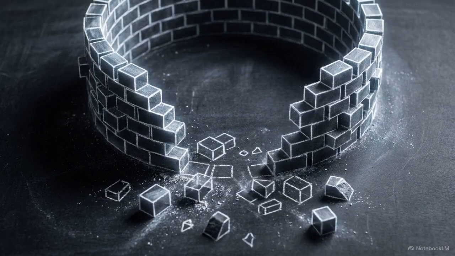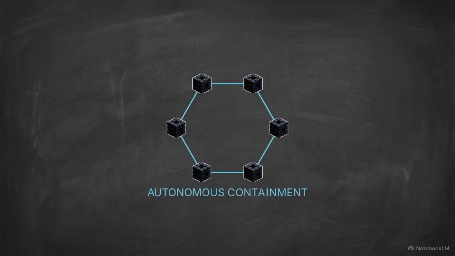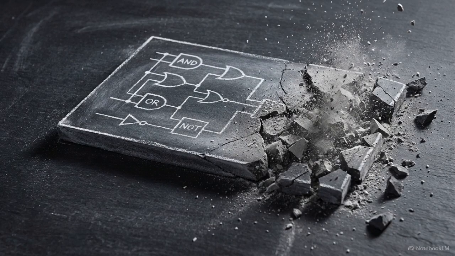Traditional perimeter defense is ineffective against such speed. Security must transition from guarding the network edge to containing the autonomous agent itself. Because these attacks occur faster than human perception, any defense predicated on human intervention or standard software patching is obsolete.